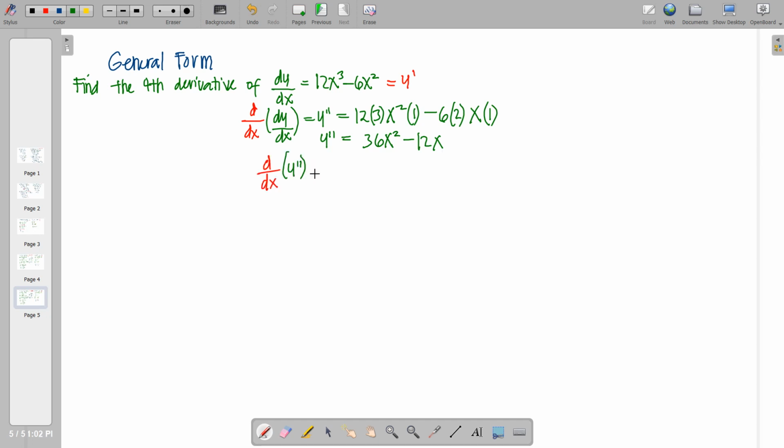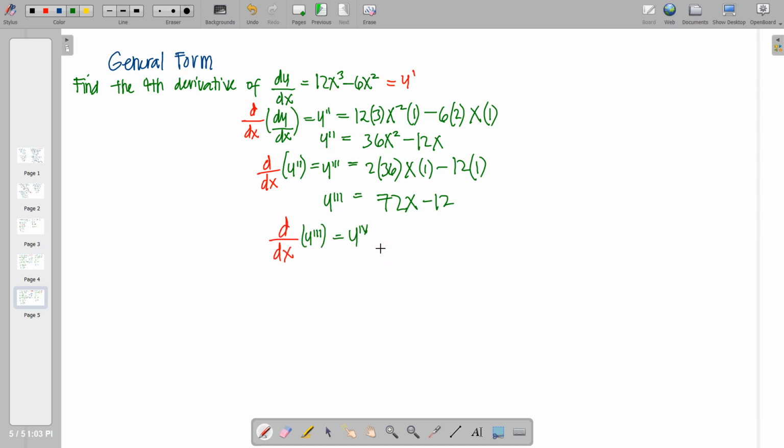Deriving y double prime with respect to x becomes y triple prime. We have here the first term. We bring down 2, reduce 1, and the second term is 12 times dx over dx. So y triple prime is equal to 72x minus 12. And then finally, we derive that again.